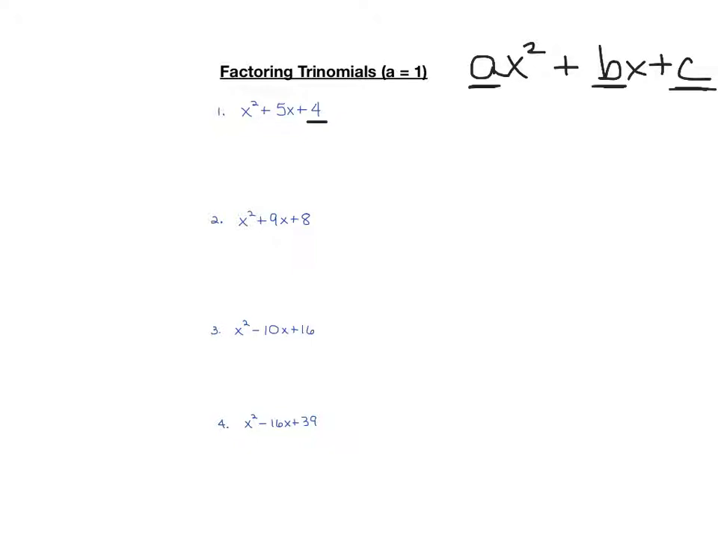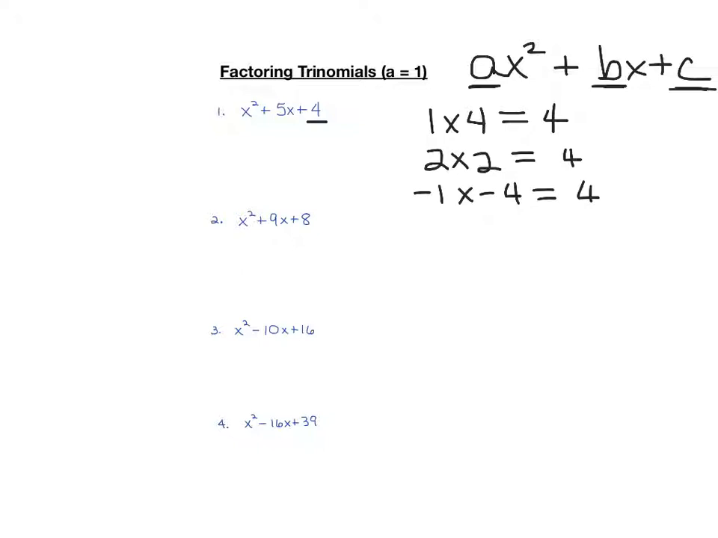So we're going to look for all the ways to multiply to get a 4. So I know that I can multiply 1 times 4, 2 times 2. I could also do -1 times -4. All 3 of these, when I multiply them, they all give me +4.